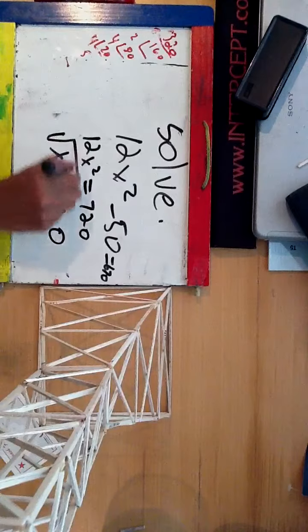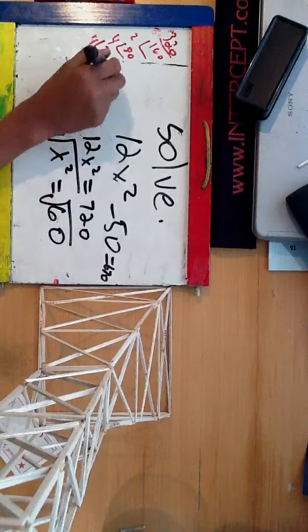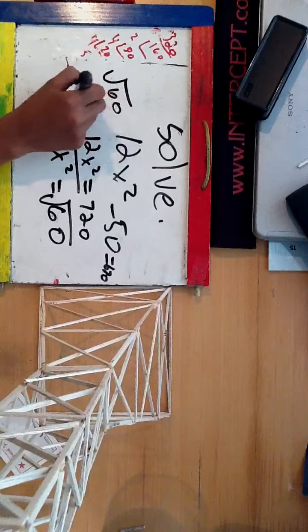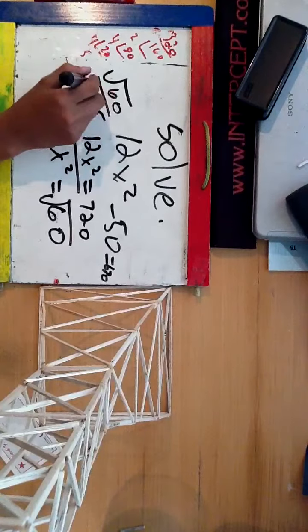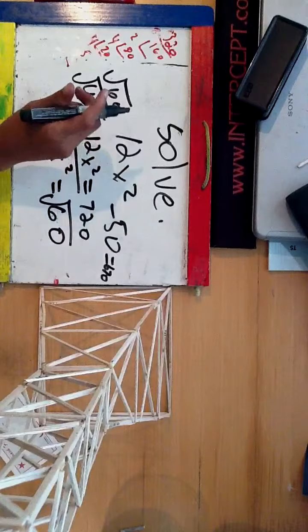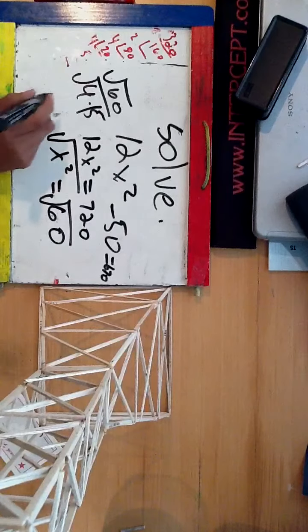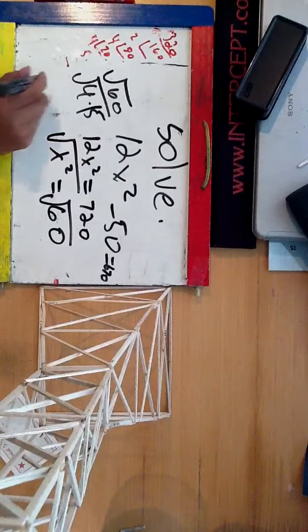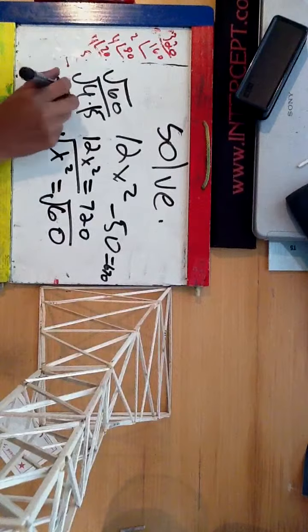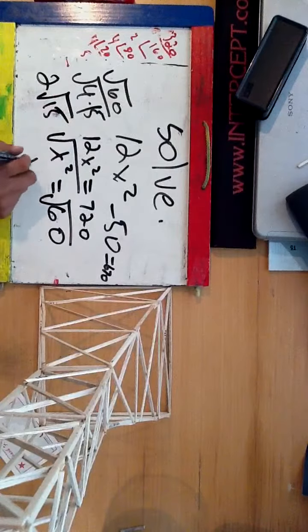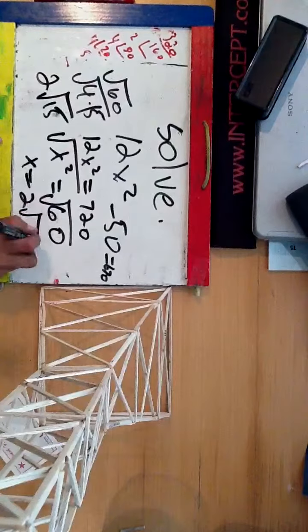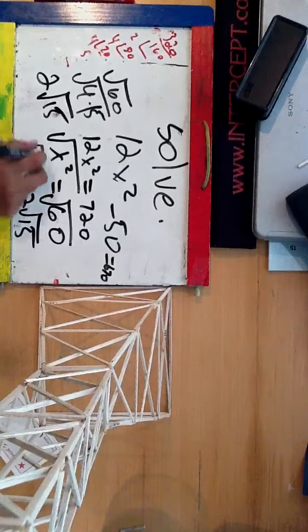Now you square root both sides. So basically you're square rooting 60, which is the same as 4 times 15. 4 is the perfect square, so 2 would go on the outside of the radical, and 15 stays inside. So x equals 2 root 15, and that's the answer.